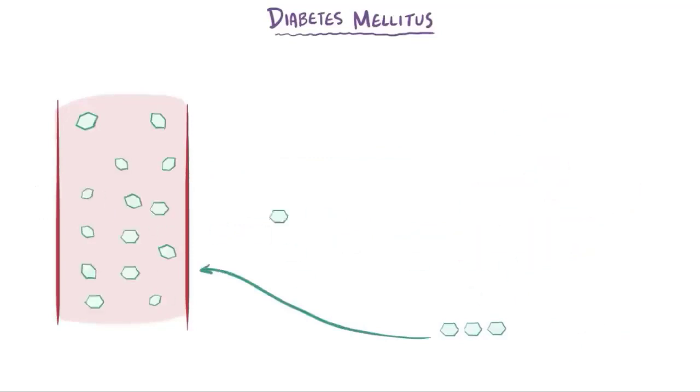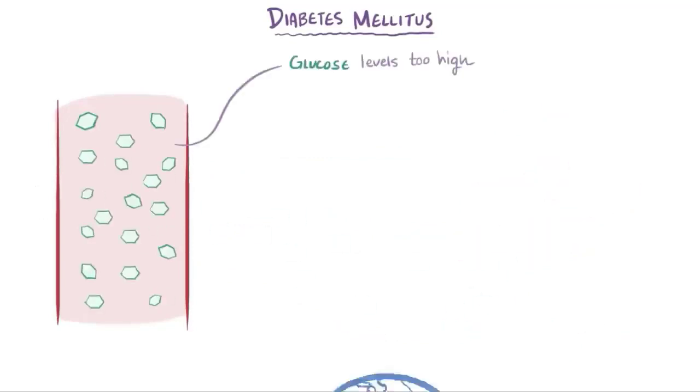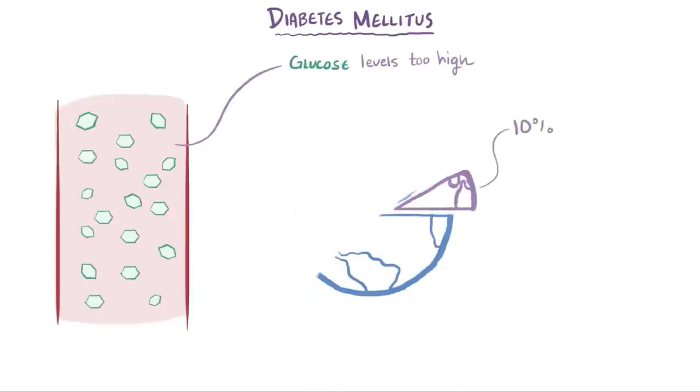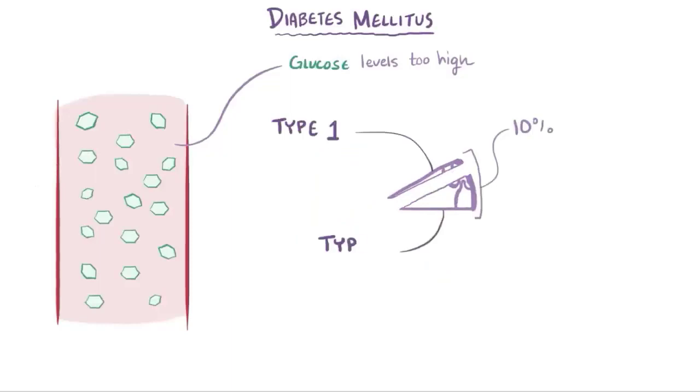Diabetes mellitus is diagnosed when blood glucose levels get too high, and this is seen among 10% of the world population. There are two types of diabetes, type 1 and type 2, and the main difference between them is the underlying mechanism that causes the blood glucose levels to rise. About 10% of people with diabetes have type 1, and the remaining 90% of people with diabetes have type 2.